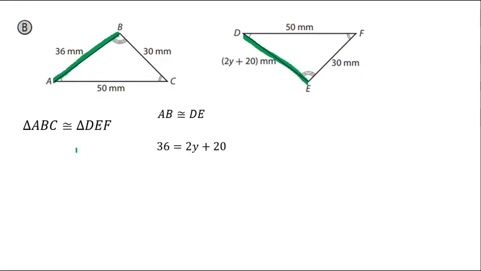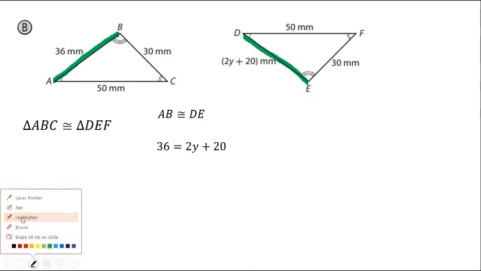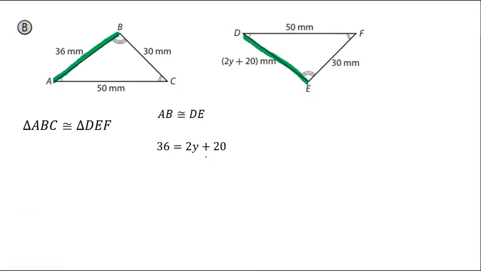So then I just substitute in the values. AB is 36, DE is 2y plus 20. Again, all I want to do is solve for y. First thing I do is subtract 20 from both sides. So 36 minus 20 gives me 16, so I get 16 equals 2y. Then I divide by 2, so y equals 8. So y equals 8 will make the two triangles congruent to each other.